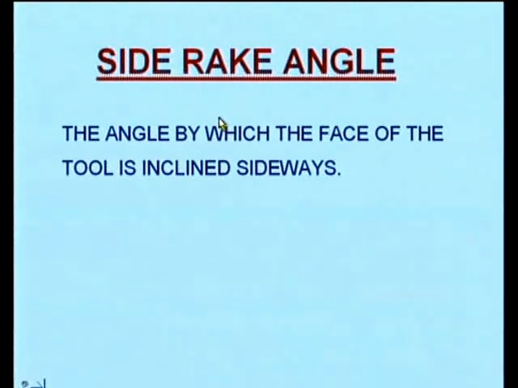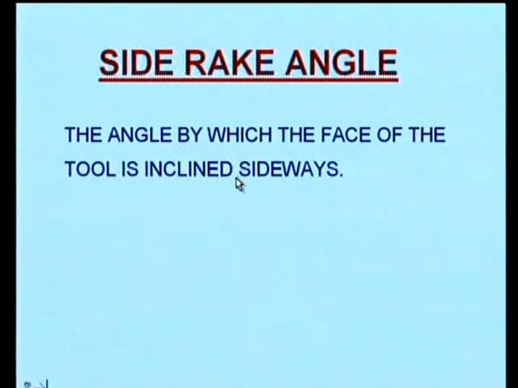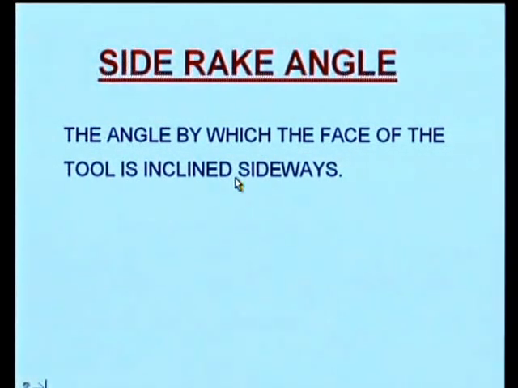Now the other rake, as I told you, is the side rake. Back rake is measured with reference to the side cutting edge. A plane perpendicular passing through the side cutting edge is taken, and in that plane we measure the side cutting edge and the line parallel to the base, and the angle subtended is the back rake. Side rake is the angle by which the face of the tool is inclined sideways. The face inclined backwards is the back rake, and the face inclined sideways is the side rake.